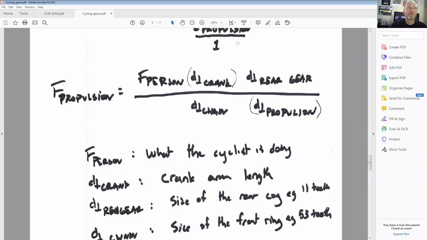Okay, I wanted to do a quick follow-up to the cycling gear part 2 presentation because I don't think I did a great job of explaining how to use this equation and interpret it. So I thought I'd do a quick follow-up.